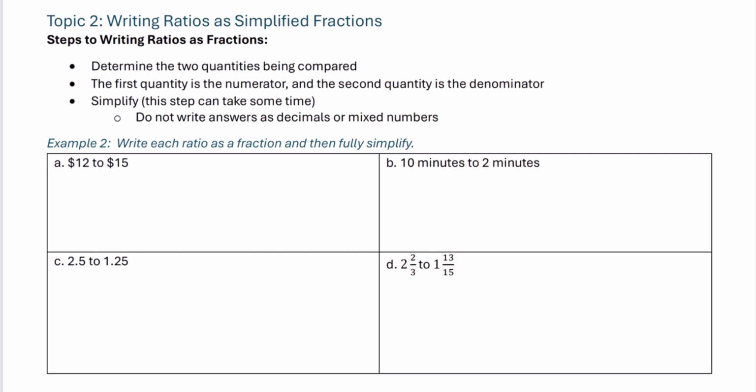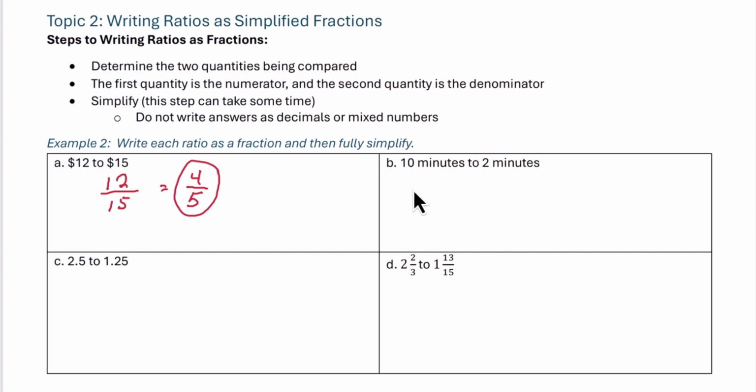Up first, we have $12 to $15. We can write that as 12 to 15 or 12/15 as a fraction. And now we want to simplify this or reduce the fraction. 3 will divide evenly into 12 and 15. So let's do that. 12 divided by 3 is 4. And 15 divided by 3 is 5. So our simplified fraction is 4/5.